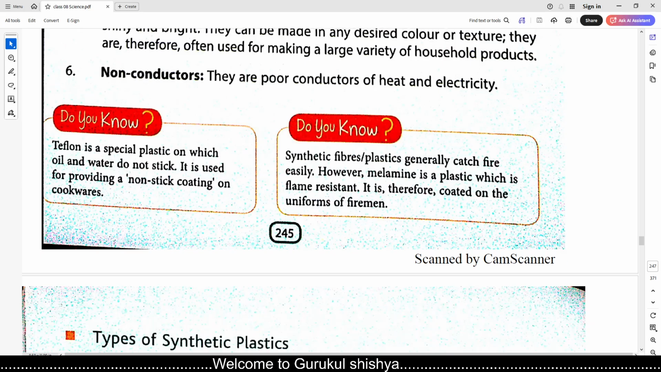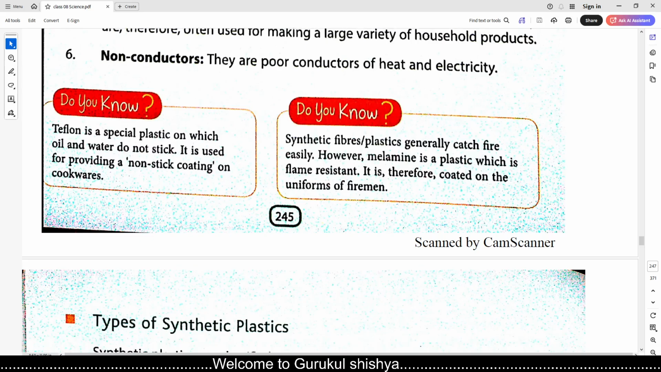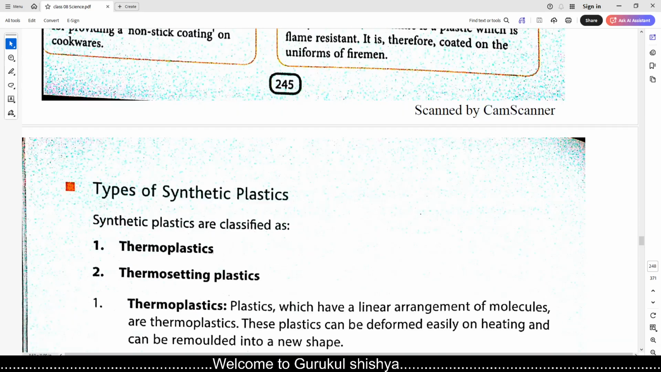Do you know? Teflon is a special plastic on which oil and water do not stick. It is used for providing a non-stick coating on cookwares. Do you know synthetic fibers plastics generally catch fire easily? However, melamine is a plastic which is flame resistant. It is therefore coated on the uniforms of firemen.